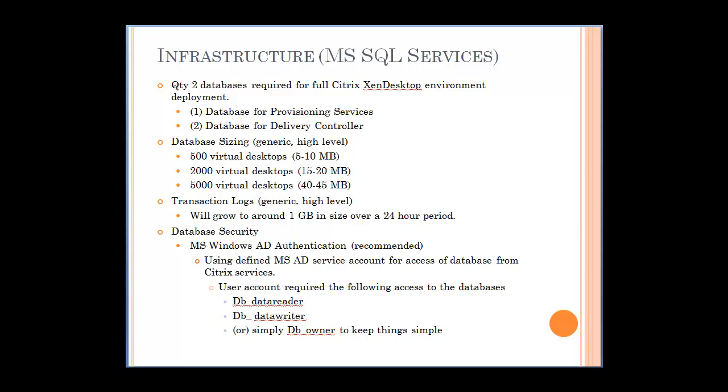High level sizing, this is very generic, but as a rule of thumb, for 500 virtual desktops each database is going to need to be between 5 and 10 megs. For 2,000 virtual desktops, the sizing will be between 15 and 20 megs, and for 5,000 virtual desktops between 40 and 45 megs. For transaction logs, best rule of practice is 1 gig for a 24-hour period.